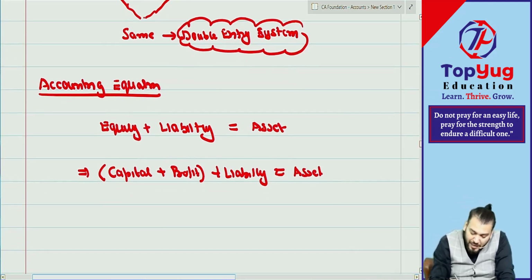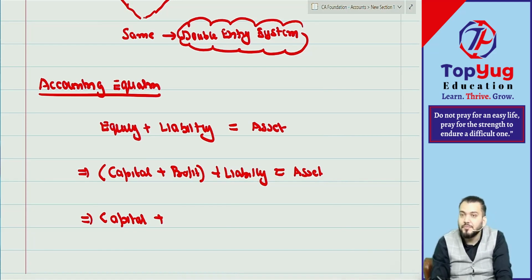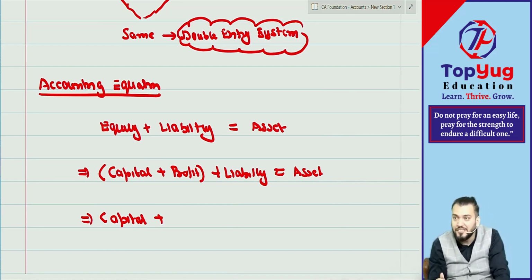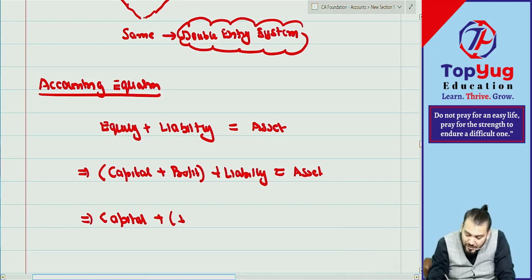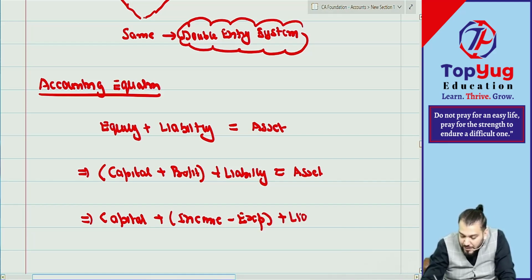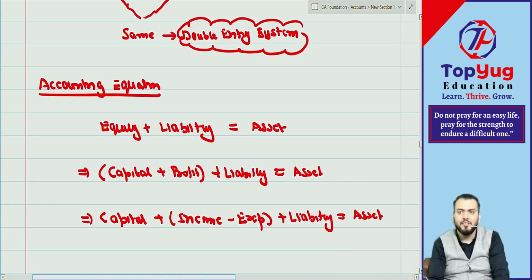This we can expand. Now we can expand like this also. The capital, what is the profit? Profit means income minus expense. So we can say profit is nothing but income minus expense. Yes or no? Plus liability is equal to asset. Correct? Understood?